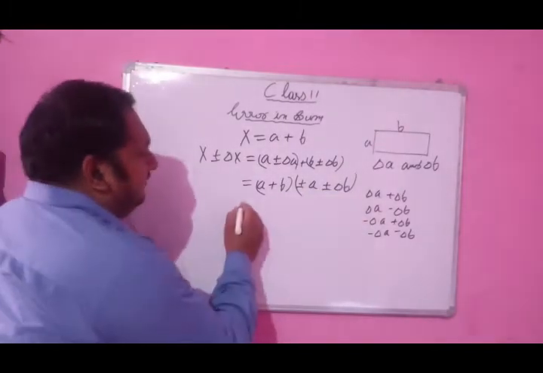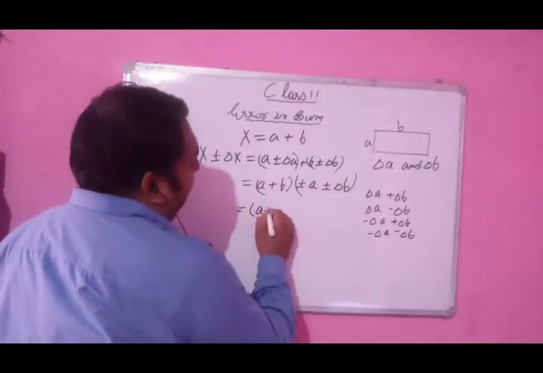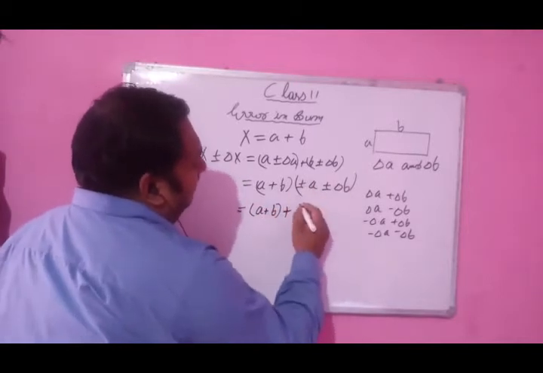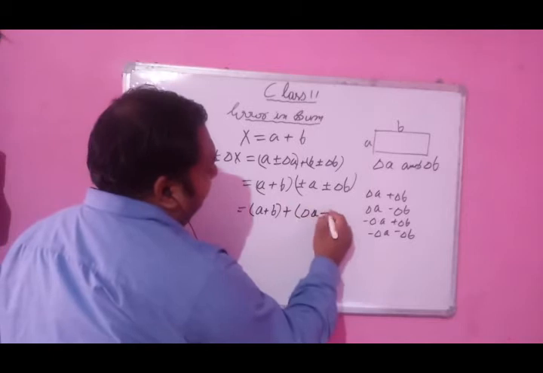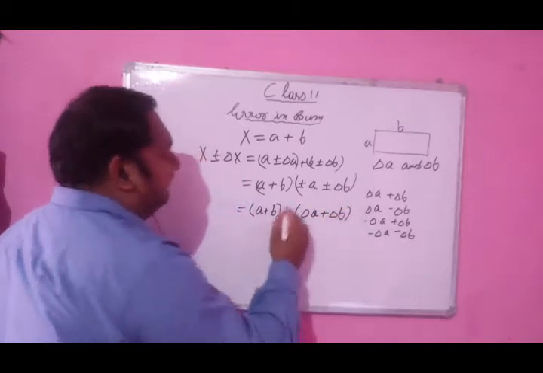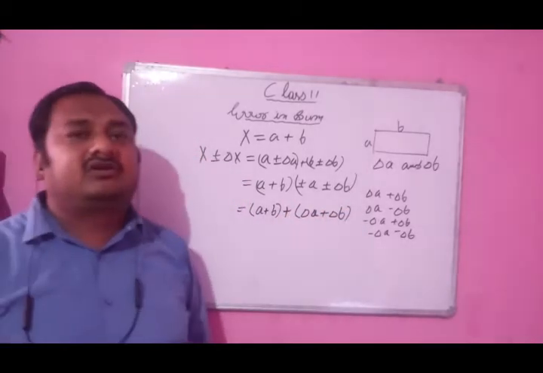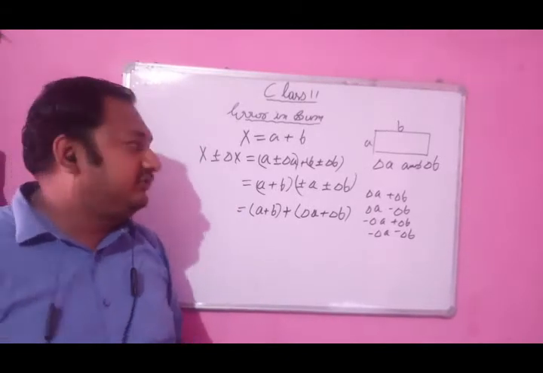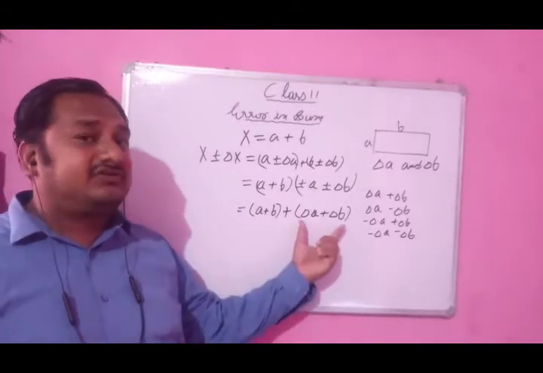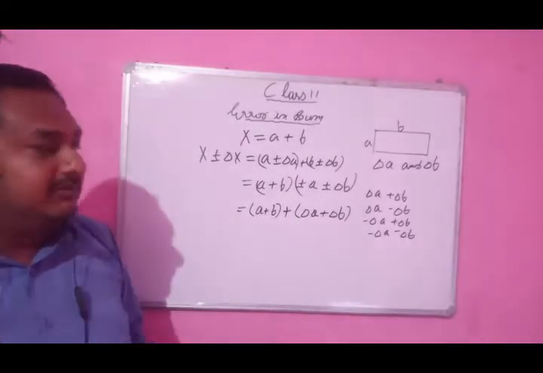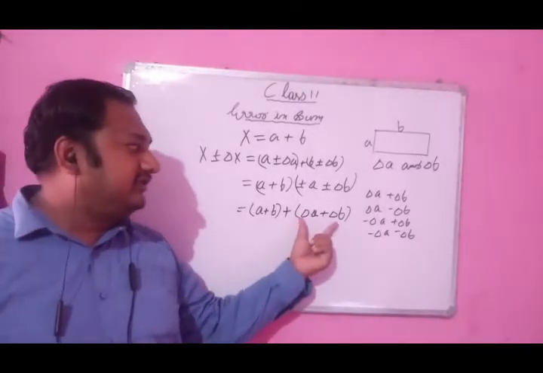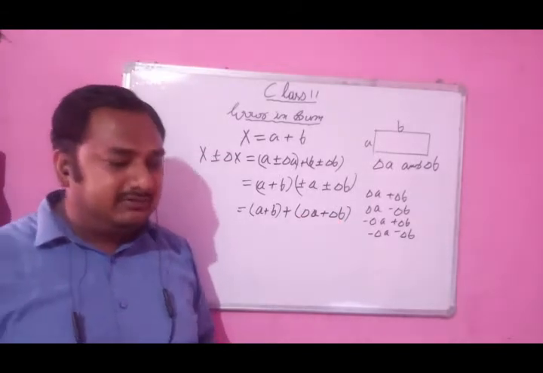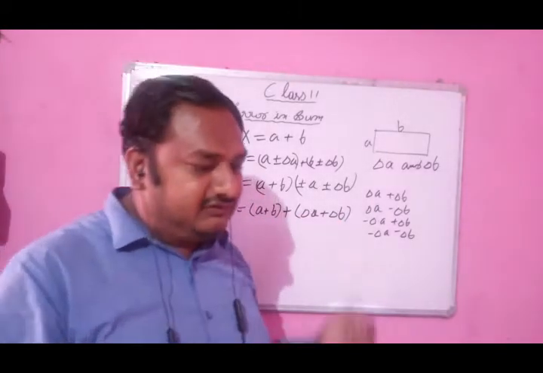So for A plus B, the maximum error in the measurement of A and B will be del A plus del B. So here one important result comes: whenever we add two quantities, the maximum possible error in the result is the sum of their absolute errors. This is the one result.